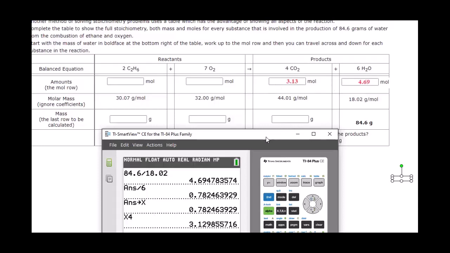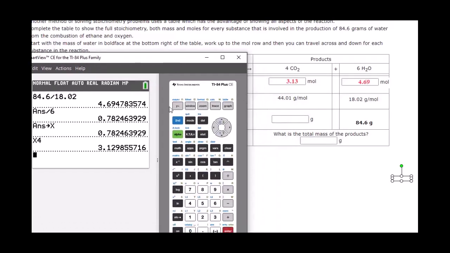We can take that last answer and change it into grams. I've got this 3.129, and I'm going to multiply it by the molar mass of CO2. We're going to be using water so often and CO2 so often that you'll remember their molar masses, 18 and 44. So just take that last answer. I'm not going to retype it in, and then multiply it by the 44.